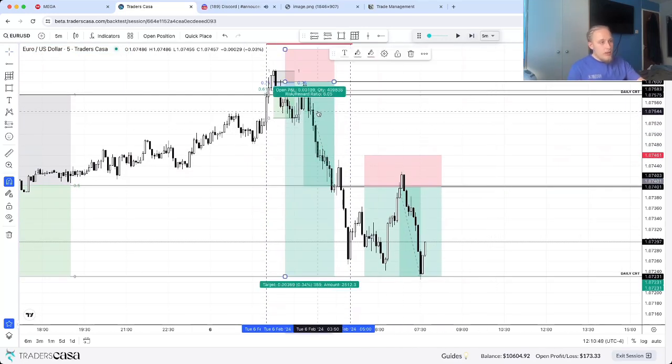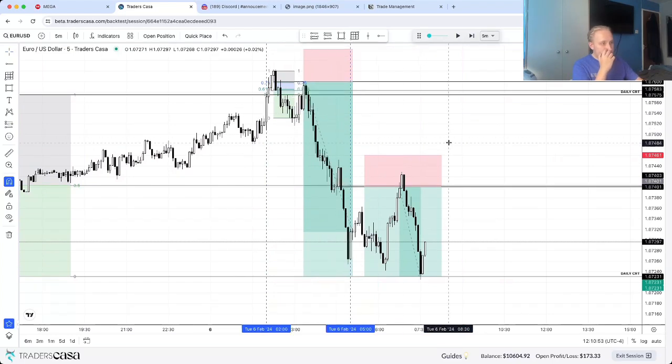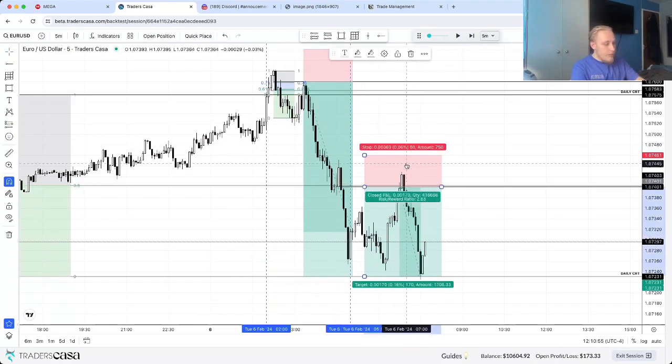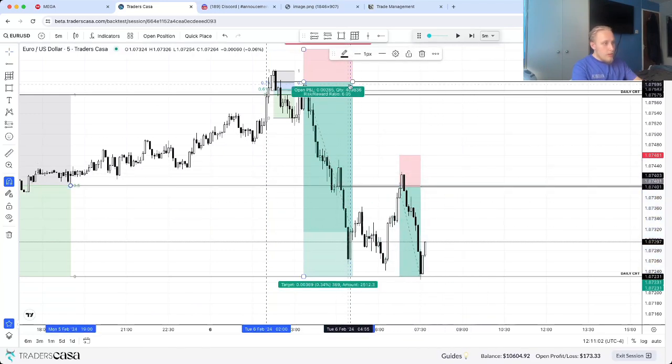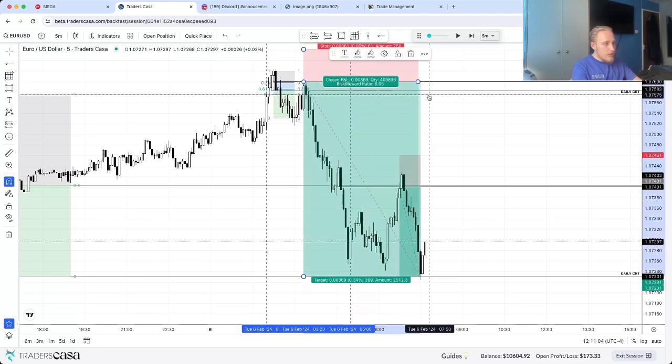So something I do like about TradersCasa is you can put more than one position on your chart and take multiple trades, so it allows you to scale in, which is a nice feature to have.